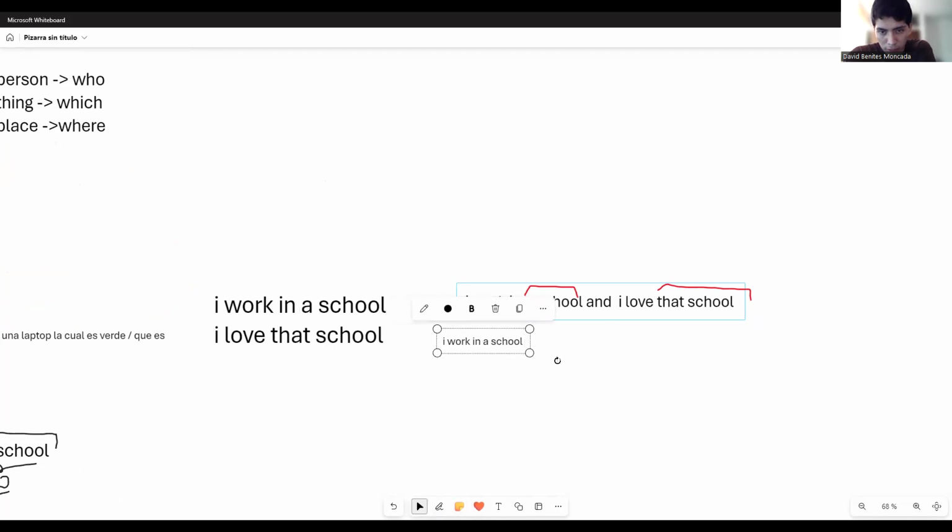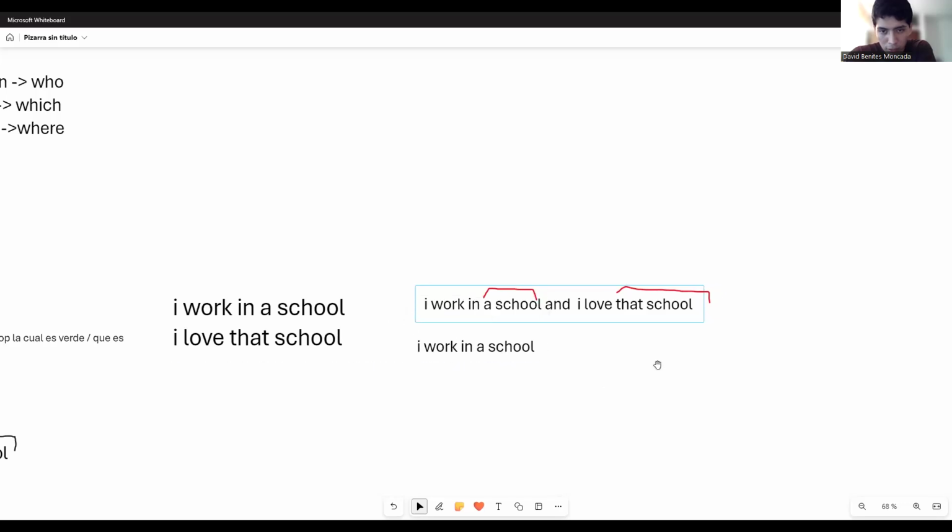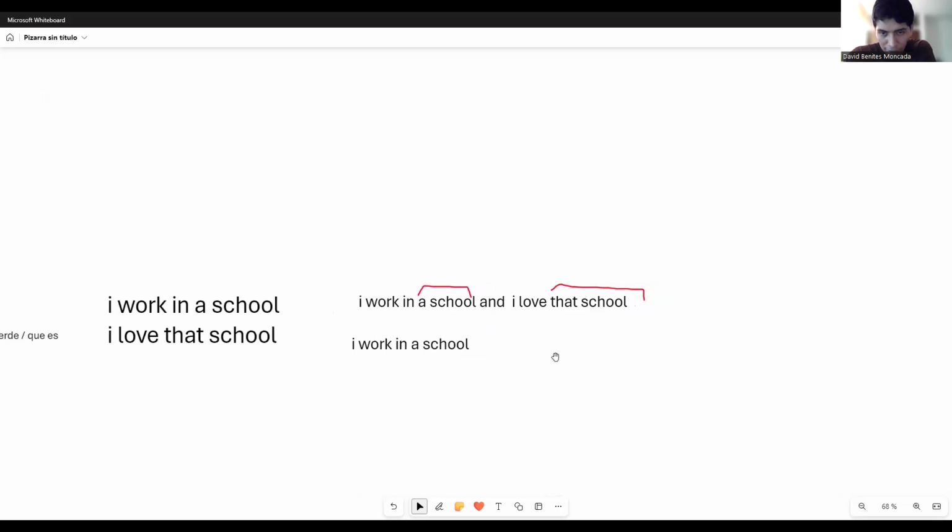Now, this is my question. I work in a school and I love that school. Can I replace it or not? You say the second one, right? But look at this. This is the subject, and this is the verb. And what is that? Preposition. Phrase of place.